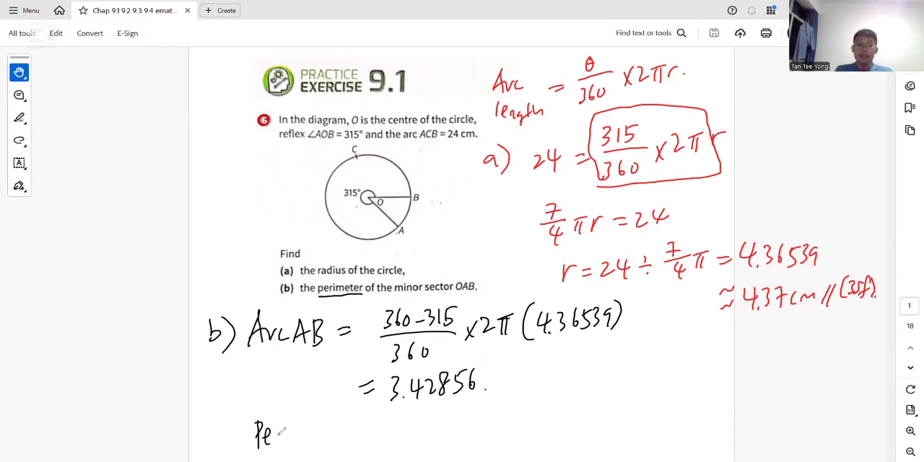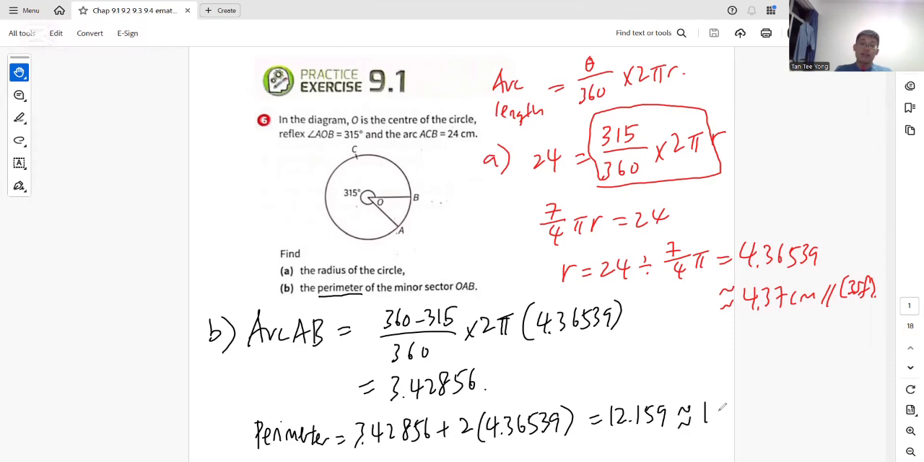So the perimeter will be equal to 3.42856 plus 2 times the radius, which is 4.36539. That will give us 12.159, rounded off to 3SF, 12.2 cm. So this is the perimeter of the minor sector OAB. This is it for question 6.